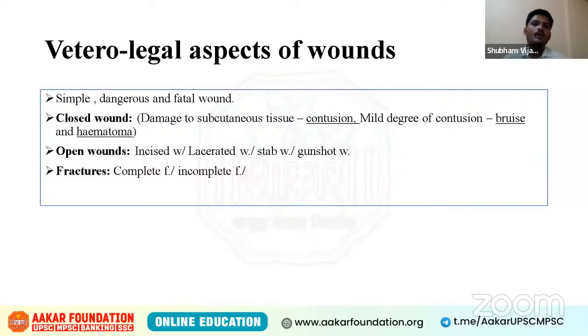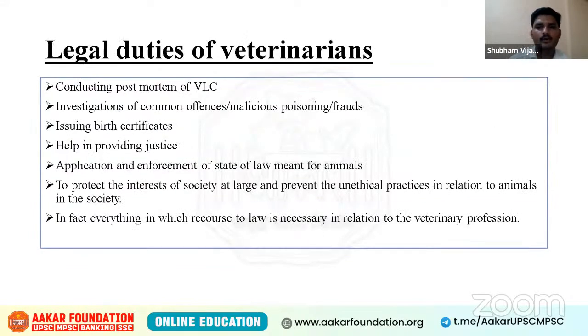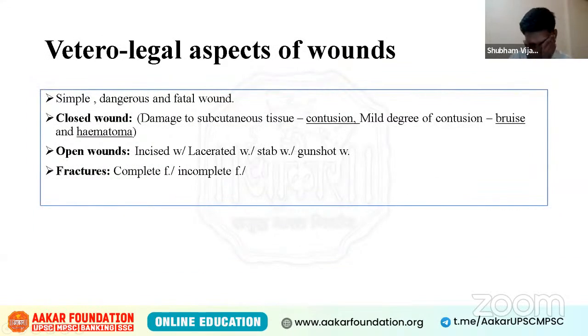Now wounds, as I have just told you in the second point, investigation of common offenses, malicious poisoning and fraud. So what different types of illegal activities happen in our field, means veterinary profession, we'll learn one by one, slide by slide. So wounds, first of all, wound. As we know, a break in the skin is called a wound. So it could be of any type. First of all, the major classification is simple, dangerous and fatal one.